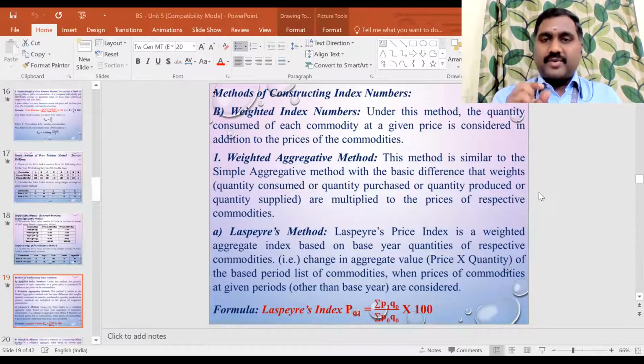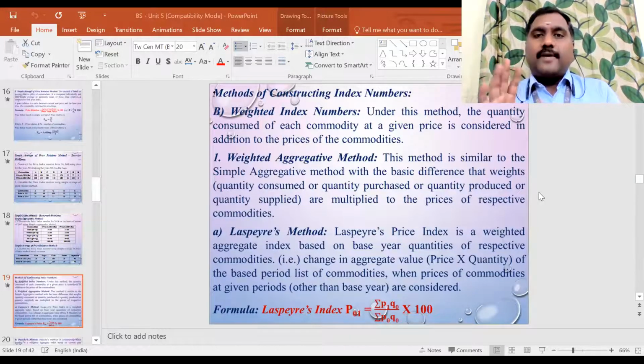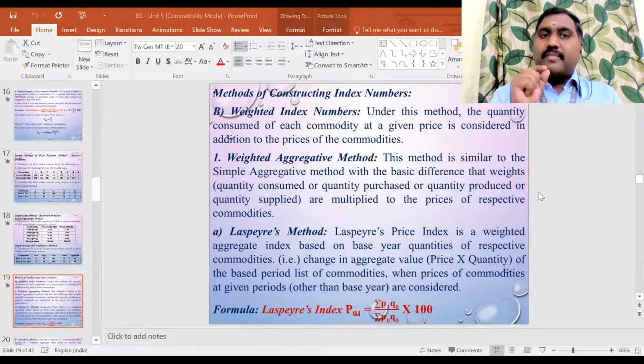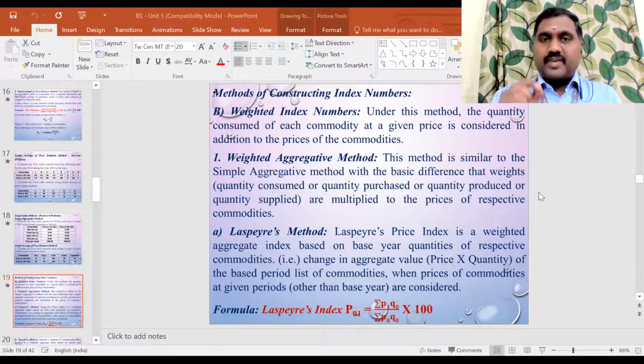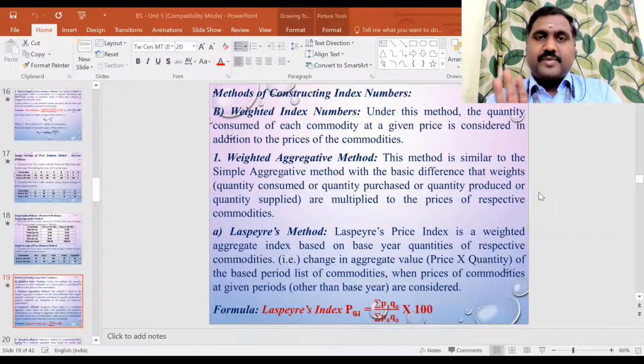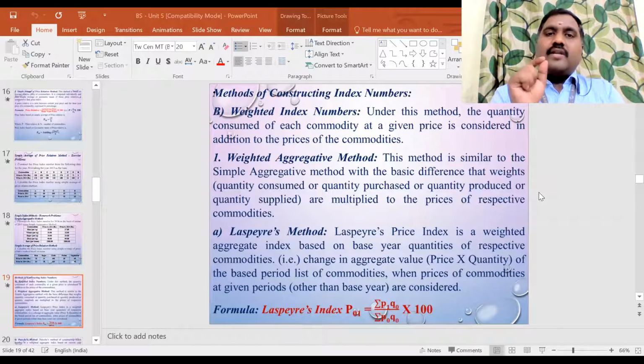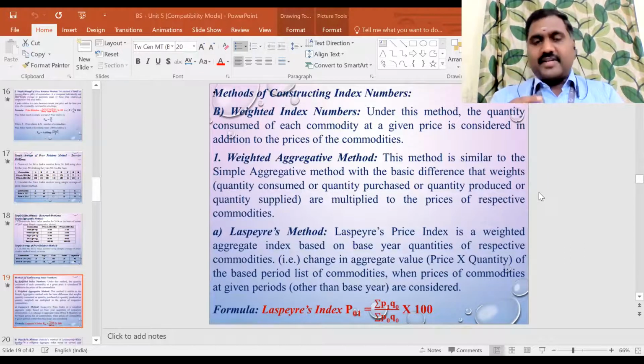Summation P1 divided by summation P0. This is common. Along with this formula, if you multiply the quantity of the base year, that means Q0, in the numerator and the denominator in the respective formula, that is Laspeyres' method formula. Please make a note of it. If you multiply the quantity of the base year Q0 in the numerator and denominator along with the base formula into 100, that is Laspeyres' method.